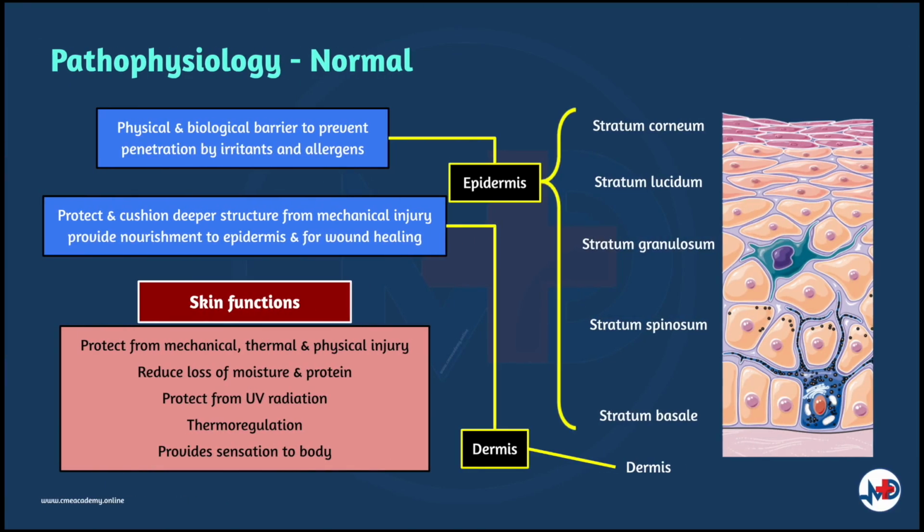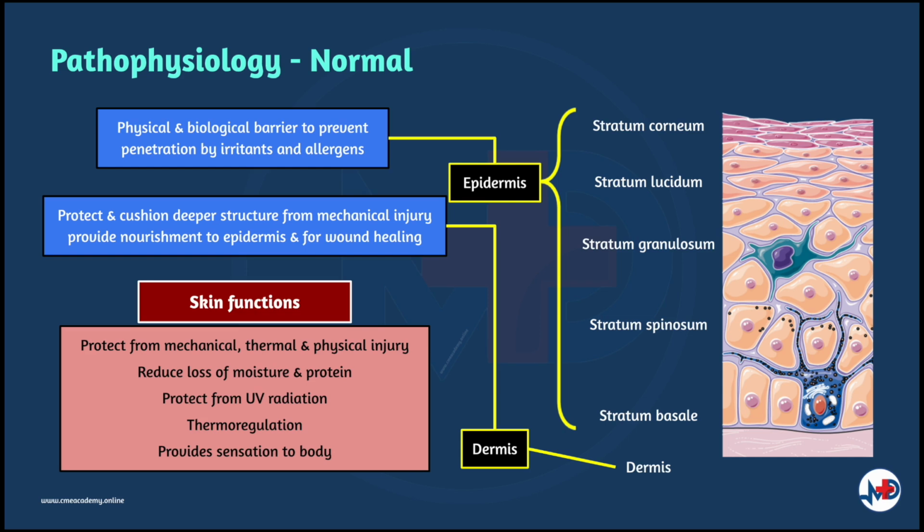Our skin is made out of epidermis and dermis. Epidermis consists of stratified squamous epithelium, which are keratinocytes in progressive stages of differentiation. Layers of epidermis are stratum corneum, the absorptive layer, stratum lucidum, which is only found in thick skin, stratum granulosum, also known as granular layer, stratum spinosum, the prickle cell layer, and the germinative layer known as the stratum basale. Epidermis functions as a physical and biological barrier to prevent penetration by irritants and allergens.